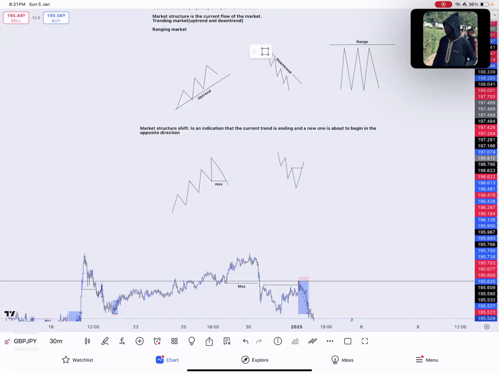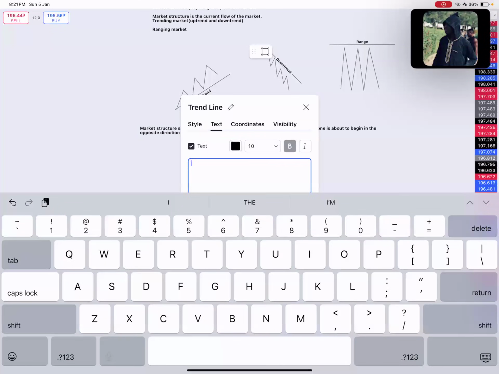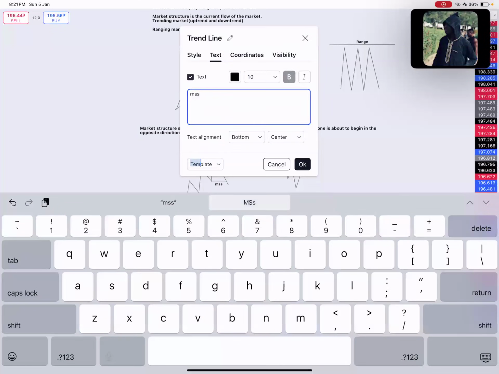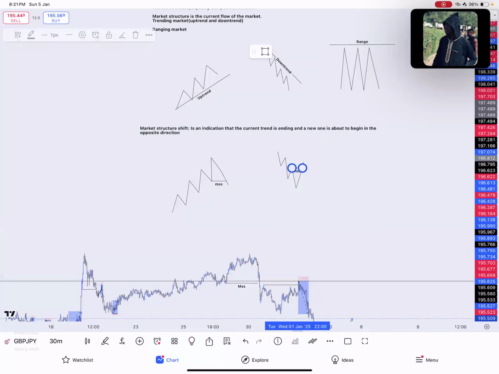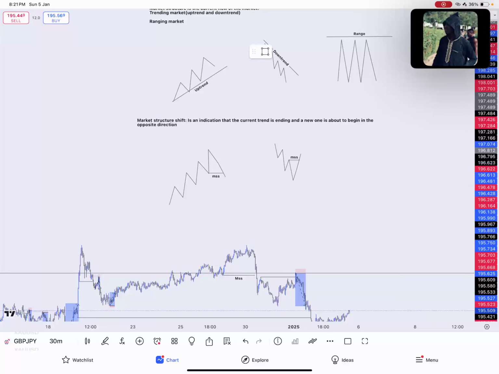And if price is previously on a downtrend and the market structure shift occurs, it means that this market is no longer bearish. It's no longer on a downtrend, but it's now changing direction to the opposite direction, which is what? To an uptrend. So this is where your market structure shift is. This is what a market structure shift basically signifies. It's an indication that the current trend that market is on is ending and the new one is about to begin in the opposite direction.